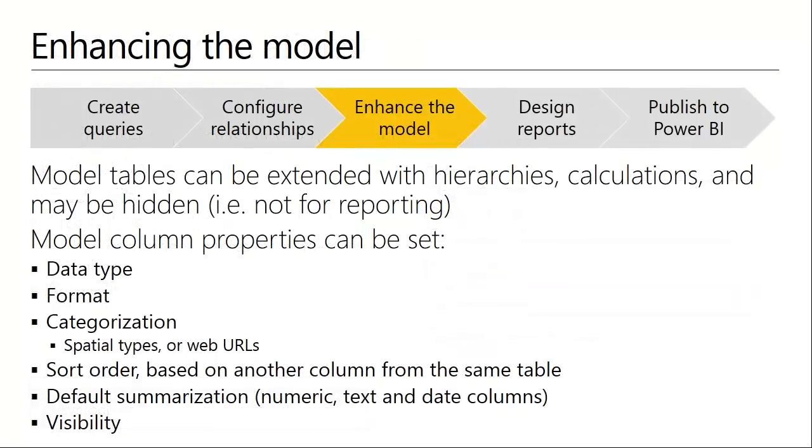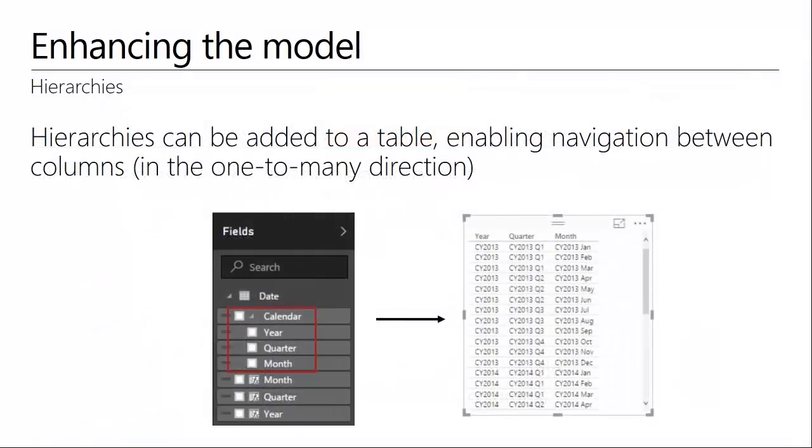Next, enhancing the model. Model tables can be extended with hierarchies and calculations, and these may also be hidden. The model column properties can be set with their data type property, how to format, categorization, especially for spatial types for mapping, whether the values in a column should sort based on another column's values. For numeric columns, the default summarization: should it sum, should it average, min, max, and should it be visible. Hierarchies can be added to a table enabling navigation between columns in the one-to-many direction. And here we see an example of year, quarter, and month columns assembled into the calendar hierarchy.